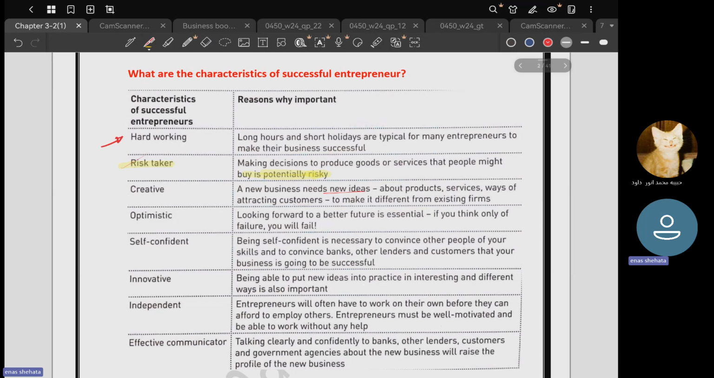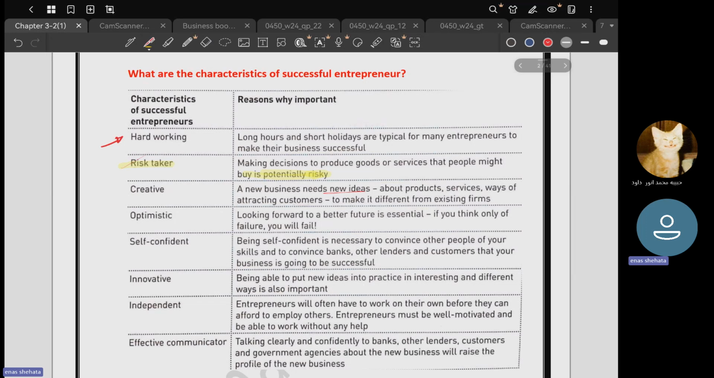Self-confidence. Self-confidence means that you trust in yourself. You have confidence in yourself before asking people to take a decision, so you have the confidence of taking this decision on your own.